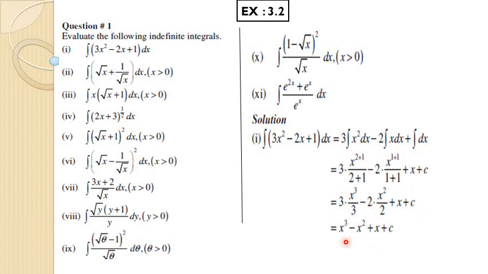It means that when you take the derivative of this, you will get this: x cube gives 3x square, minus x square gives minus 2x, and plus x gives plus 1. And what is c? C is the integral constant. Whenever you take the integration, just put the c.